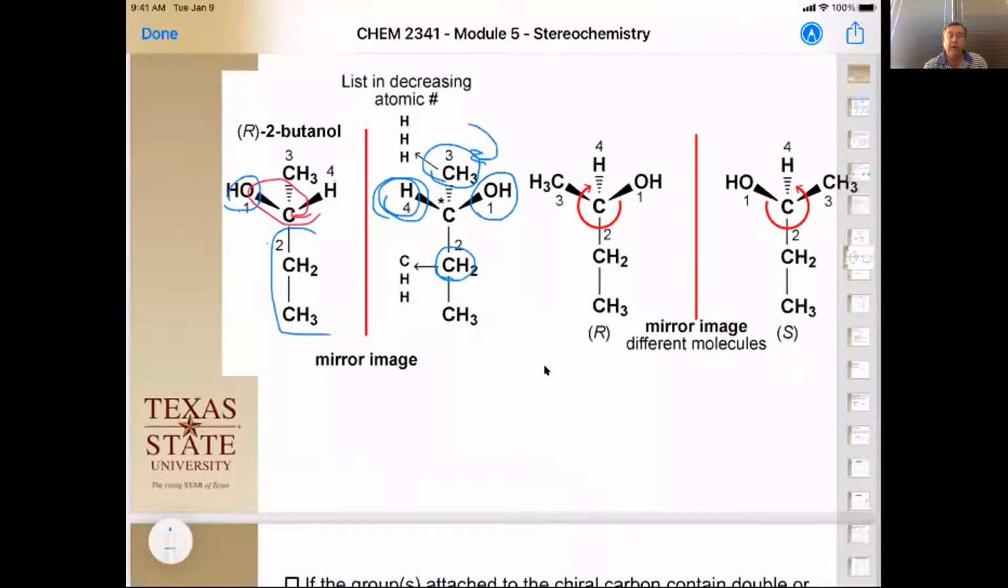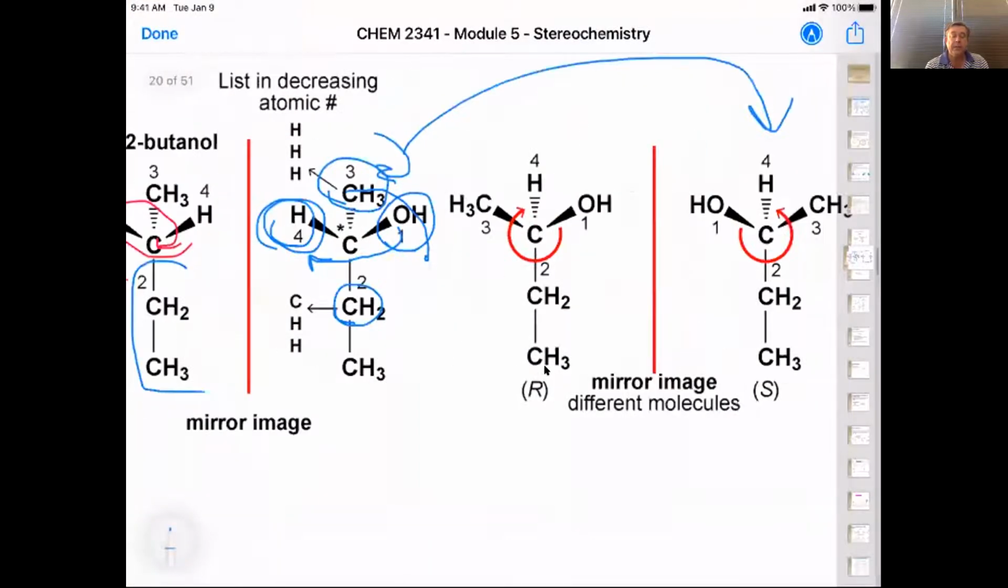And when we do that, our OH comes over here and our methyl group comes out forward. So it looks like this right here, okay? We see that transition, where this hydrogen goes back, this methyl group comes forward, and this OH flips sides to give us that on this position.